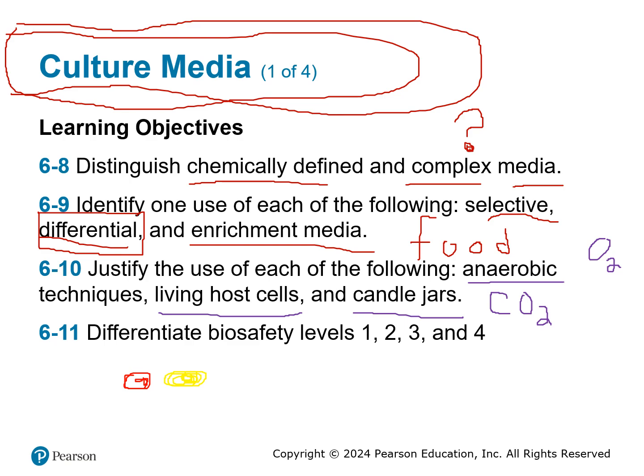All right, and then we're going to talk about different biosafety levels. I think these are going to be in part 2.